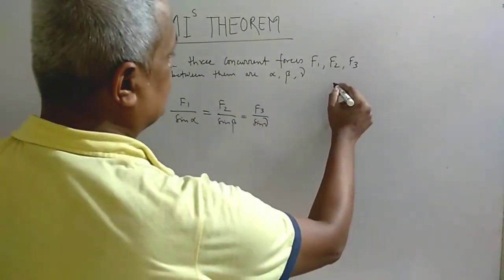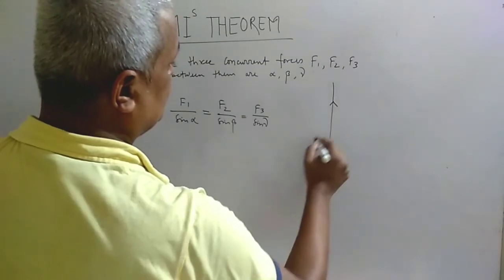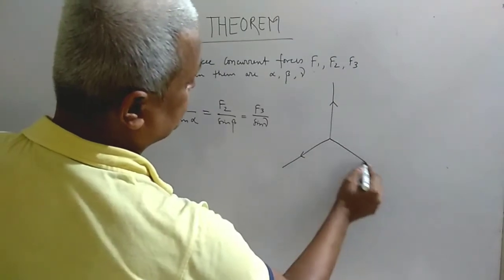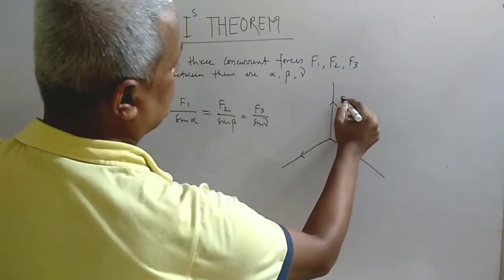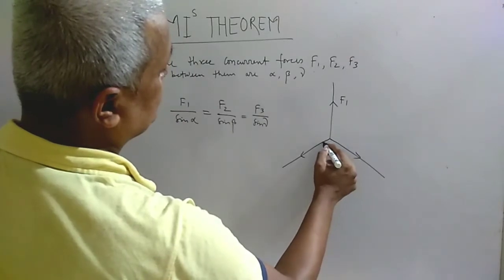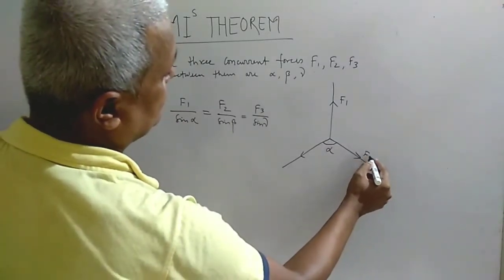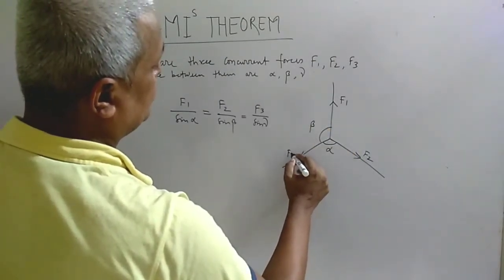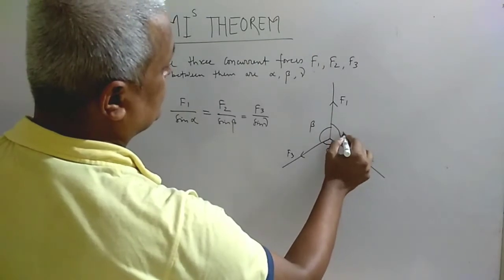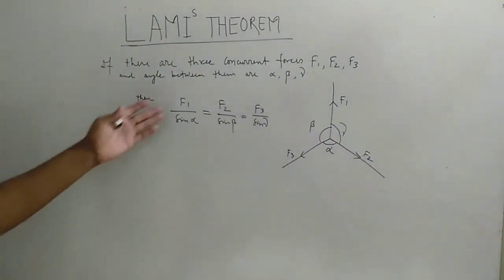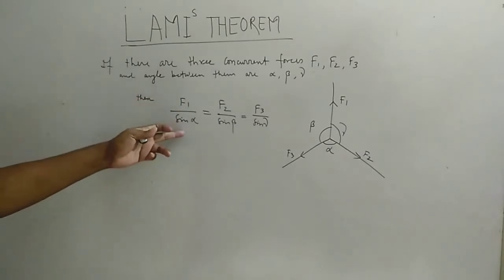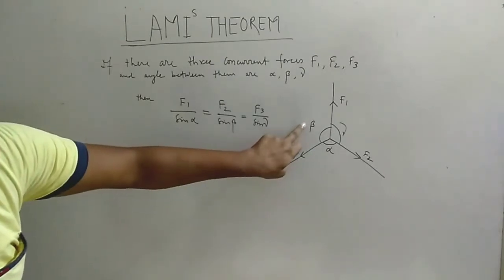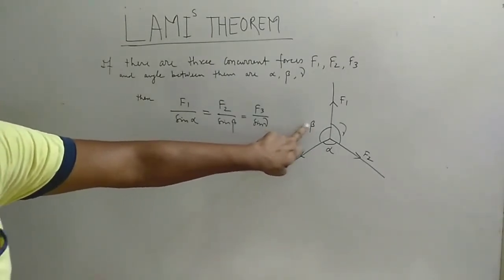It goes like this. You can draw three concurrent forces. Concurrent means passing through the same point. This is F1, just assume that the angle opposite this is alpha. This is F2, angle opposite this is beta. This is F3, and the angle opposite this is gamma. And this is the case: F1 upon sine alpha is F2 upon sine beta, and F3 upon sine gamma.